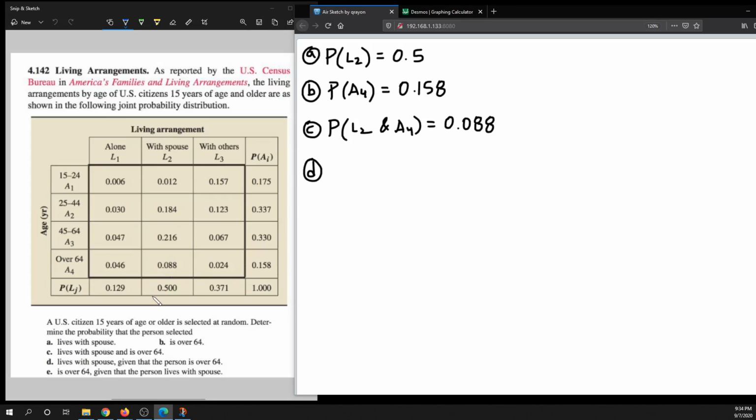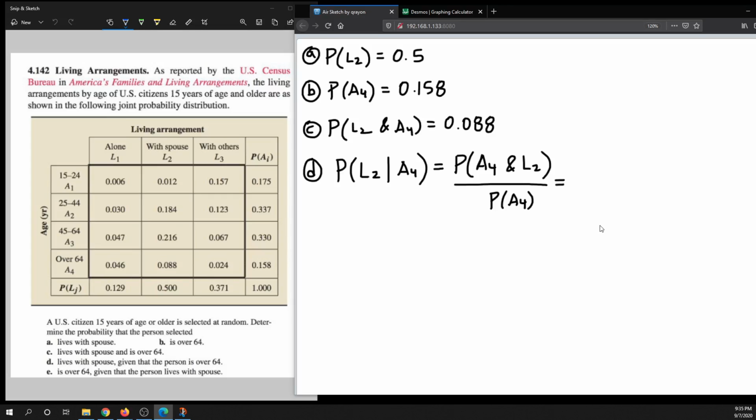All right, part D. What is the probability that the person lives with the spouse? So that's L2. Given that the person is over 64, so that's A4. And so this time, what we need to do is use the conditional probability formula. This is a conditional probability. So using the conditional probability formula, we get the probability of L2 and A4. Actually, probably to be consistent, although it doesn't really matter, write it exactly the way the formula says in our book. So that would be the probability of A4 and L2, divided by the probability of A4. So I'm using the conditional probability formula there.